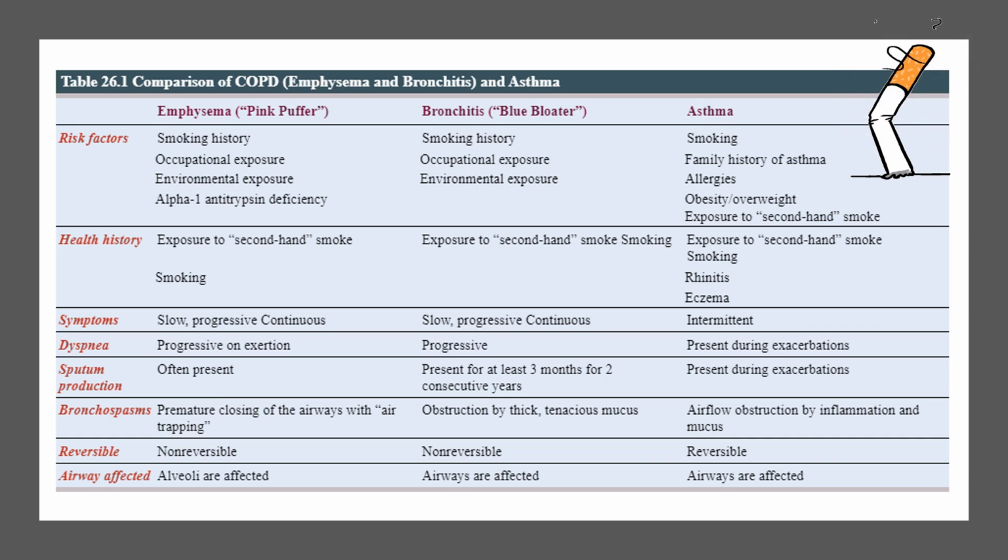So this is a table from your textbook 26.1. It compares emphysema, bronchitis, and asthma. So this is a really nice chart. I like it. Take a look through it.